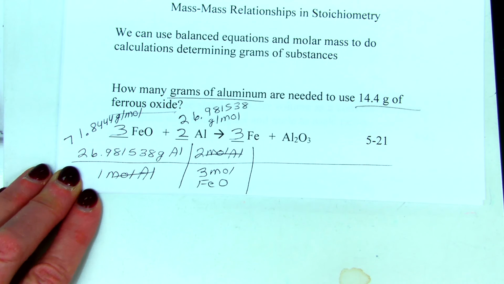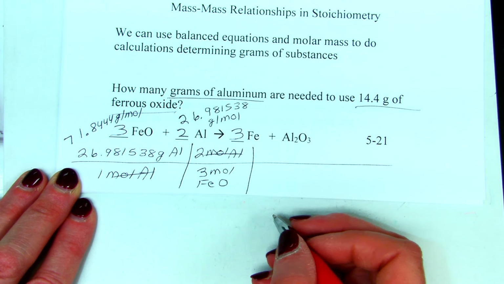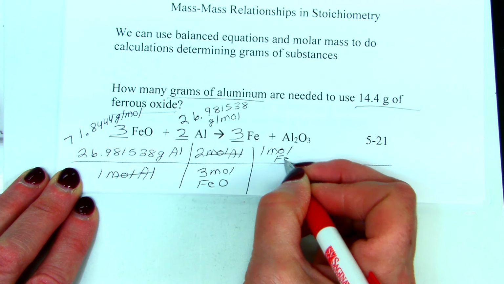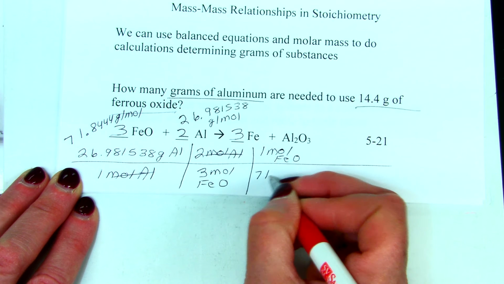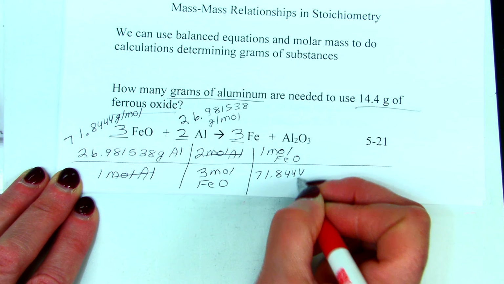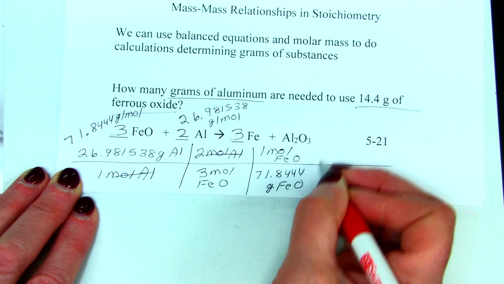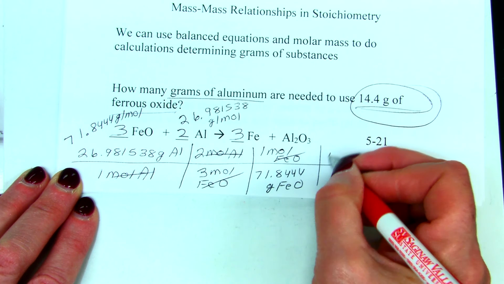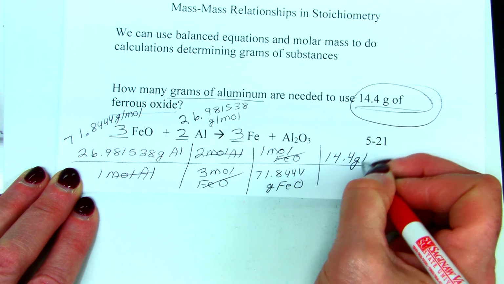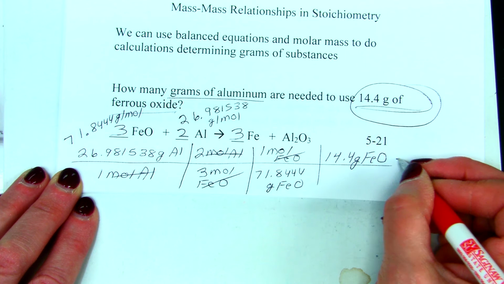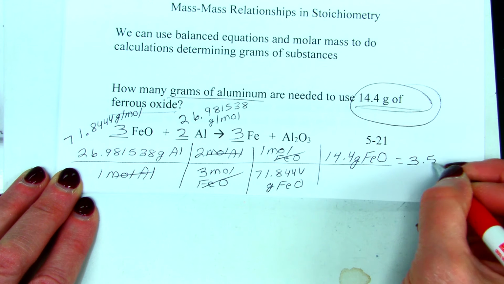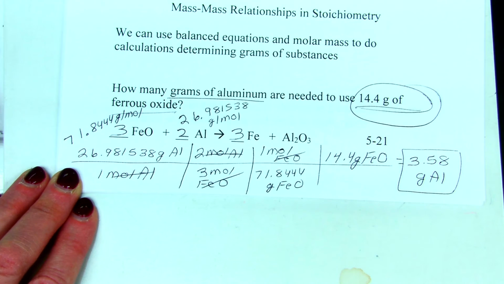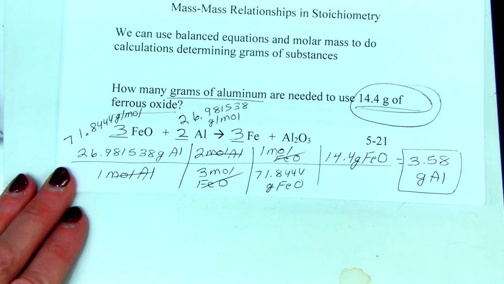Now I have to get rid of the moles of ferrous oxide, and I can do that using the molar mass. 1 mole of ferrous oxide is 71.8444 grams of ferrous oxide. And now I know that in the problem I had 14.4 grams of ferrous oxide. So I have 3.58 grams of aluminum is what I need to make the required amount of ferrous oxide.